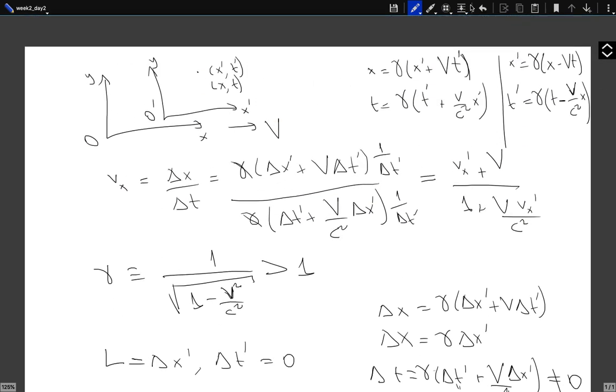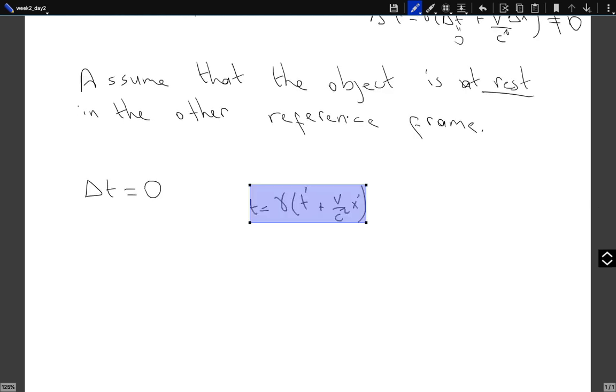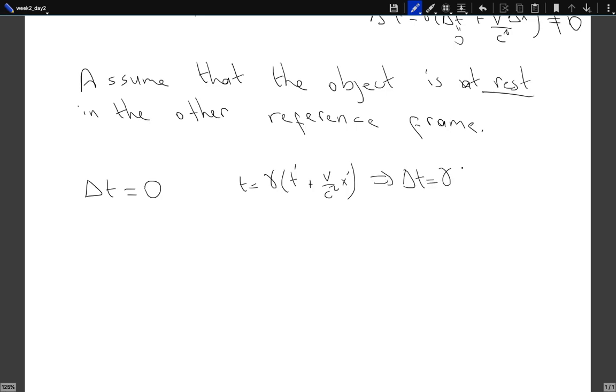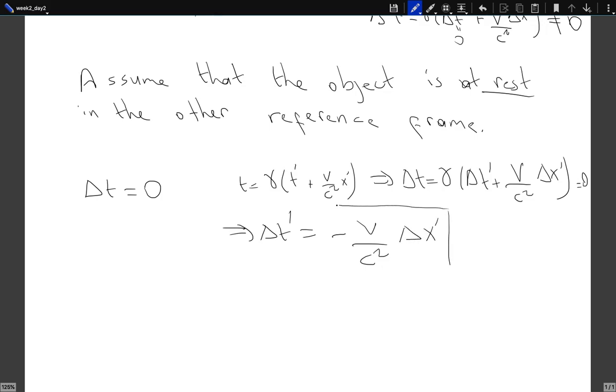Well, what does it tell me? If delta t is 0, well, this just implies that delta t, which is gamma times (delta t prime plus v over c squared delta x prime), should be 0, or delta t prime should be equal to minus v over c squared times delta x prime.